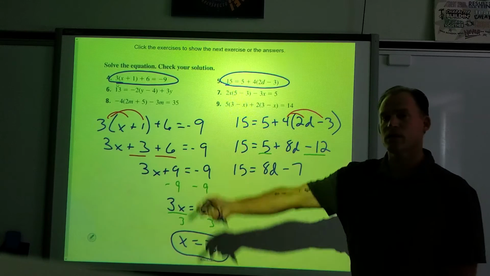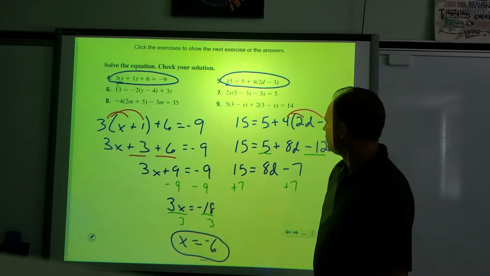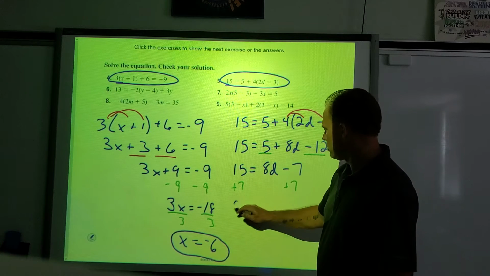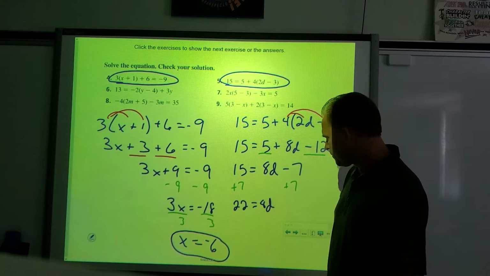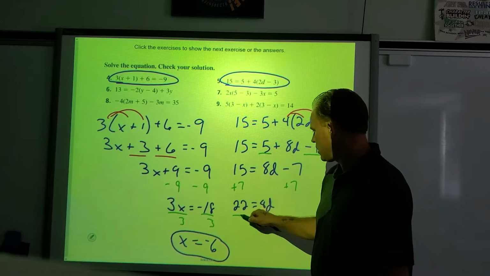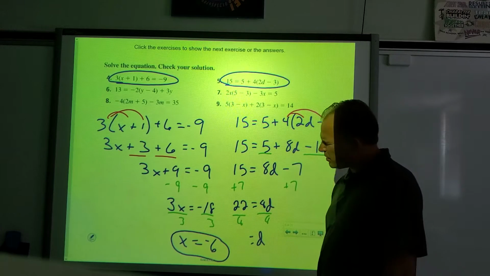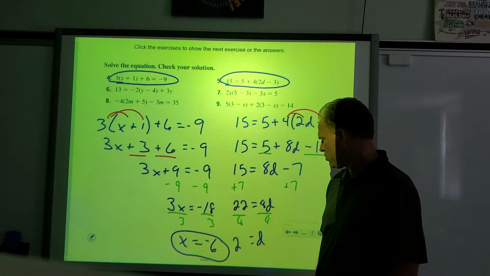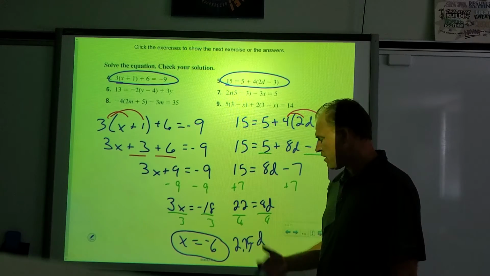Next step. Now I can start doing my inverse operations. Did I do something wrong here? No? All right. Because this is not coming out to be a whole number, and I kind of expected it to, but we'll see. Divide by 8. So you put that in the calculator. 22 divided by 8 is 2.75. So is that the correct answer?